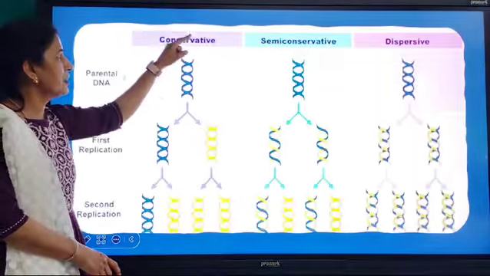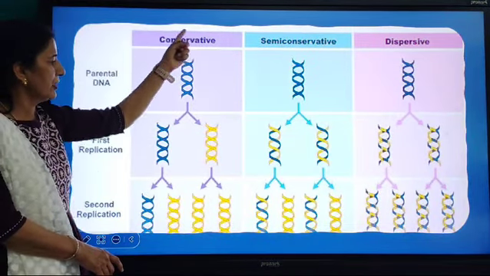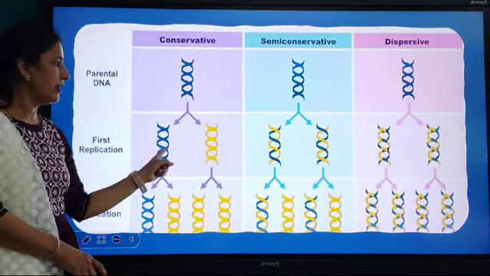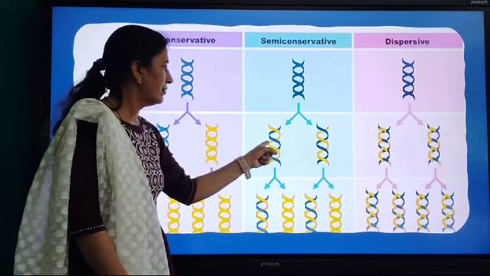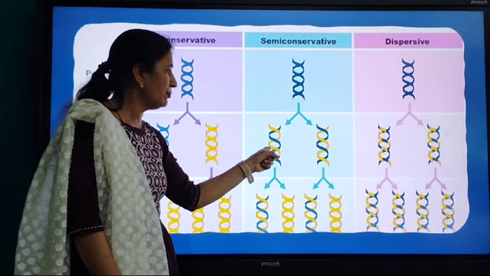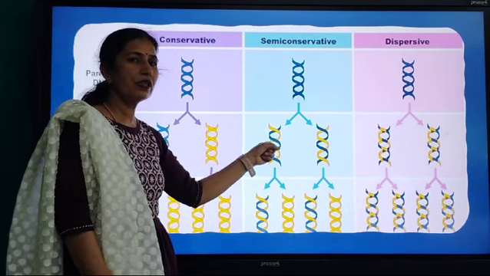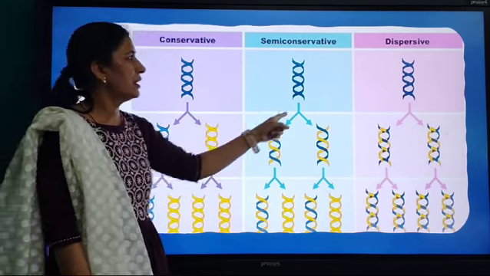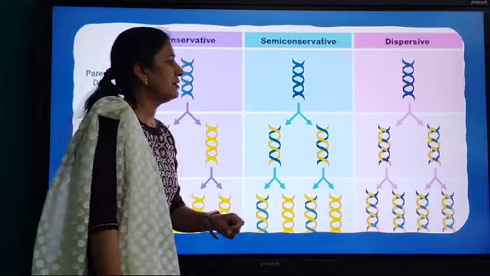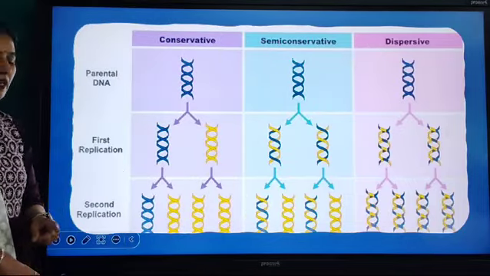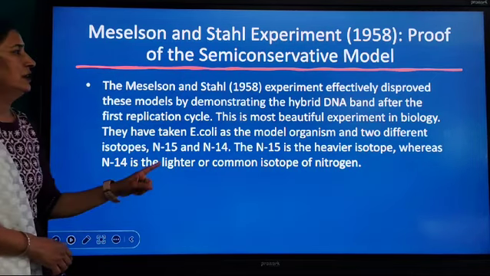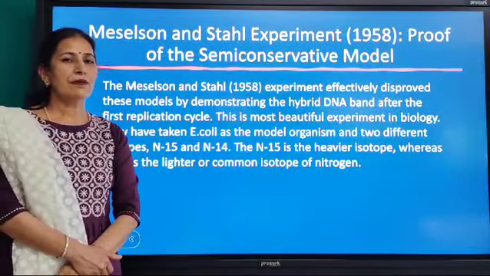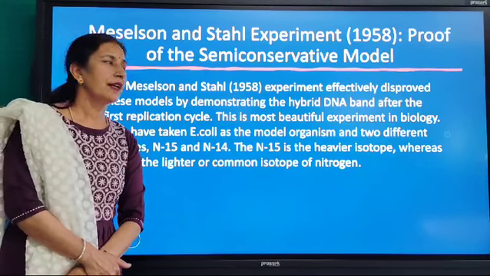As you can see in this figure, after the conservative mode of replication, old strands and new strands are not mixed. In the semi-conservative mode, in these two DNA molecules, one is the old strand and the second is the new strand. In the dispersive mode of replication, both new strand and old strand are mixed together. This is the most acceptable model for replication.